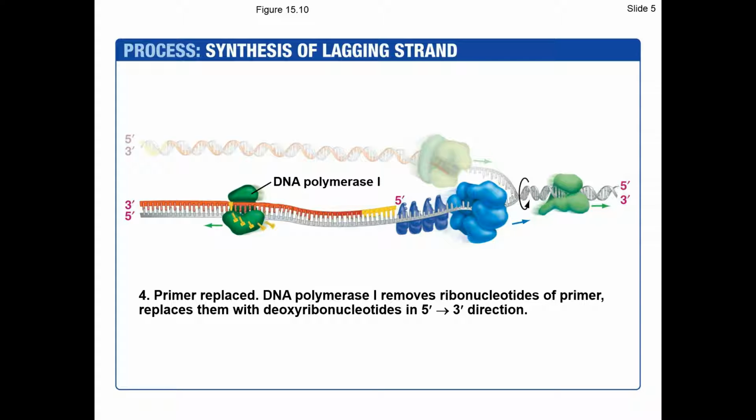Now, so far we've only talked about DNA polymerase 3. DNA polymerase 3 is the one that's doing the job of laying down these DNA nucleotides. But now, what about the RNA primers? Well, the RNA primers have to be replaced with DNA nucleotides, and that's the job of DNA polymerase 1. DNA polymerase 1 comes in and replaces the RNA nucleotides of the RNA primer with DNA nucleotides. Now again, DNA polymerase can only replicate the DNA in the 5 prime to the 3 prime direction.